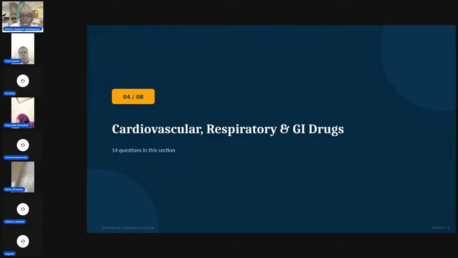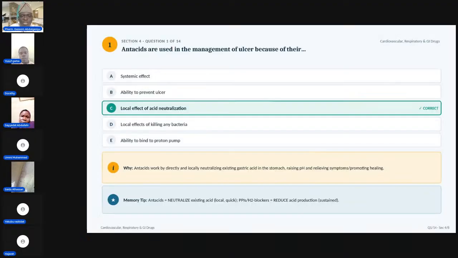Okay. So the cardiovascular, respiratory, and GI drugs are the next one now. So antacids are used in the management of ulcer because of their antacid action. So he's asking for the mechanism of action of antacids now. What they do is local effect of acid neutralization. They just bind the acid and neutralize it. That's what antacid does. Simple. They just neutralize the acid. Remember that antacids are bases, and then they act on the acid so that they will neutralize it. Simple. So every other thing here is not correct except that.